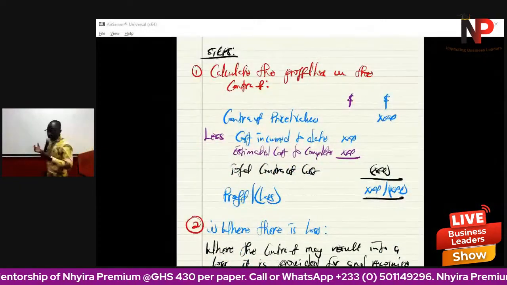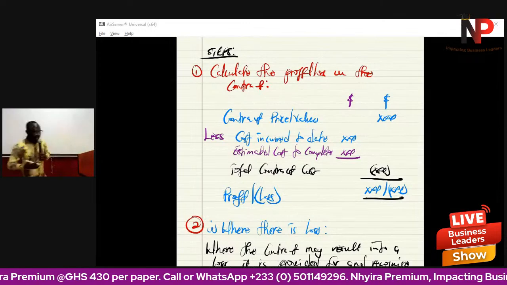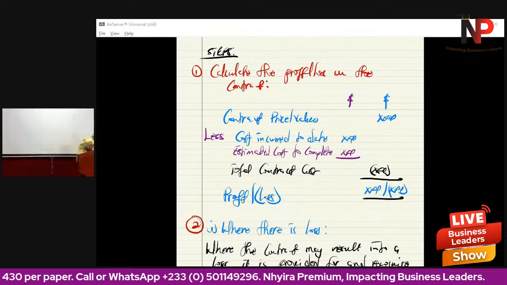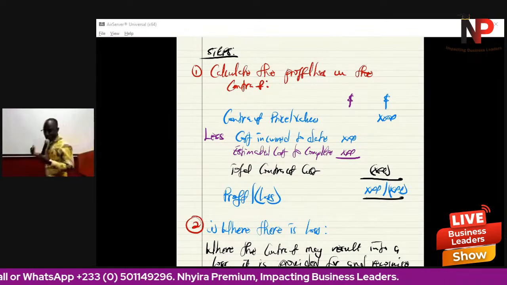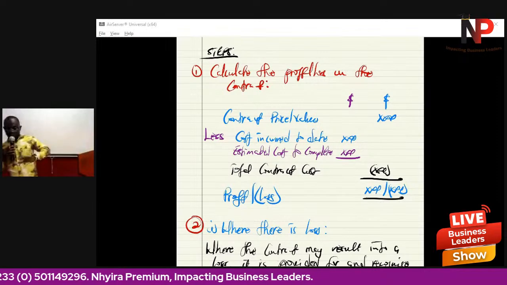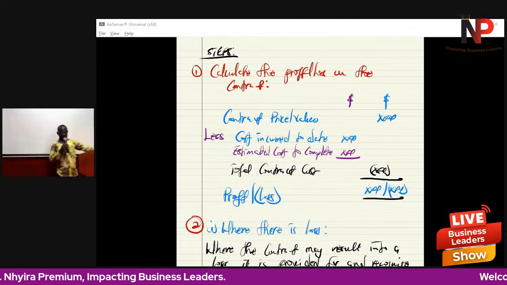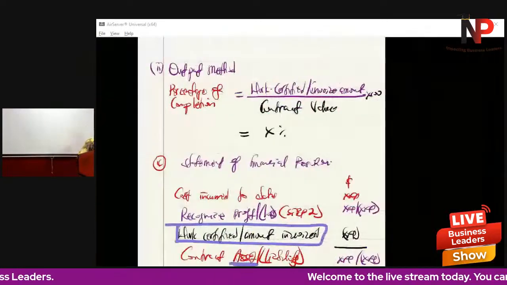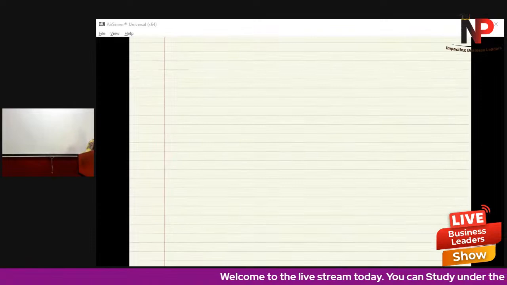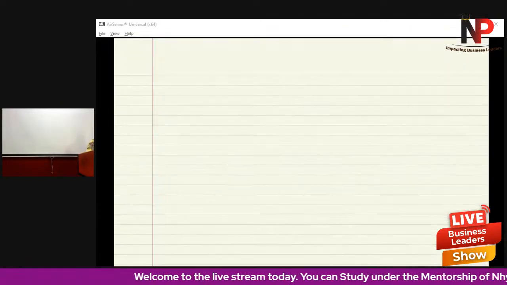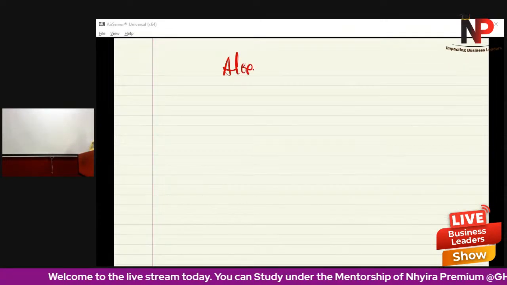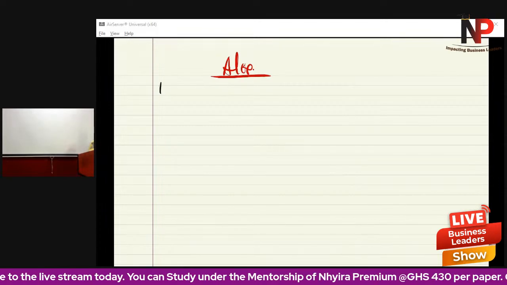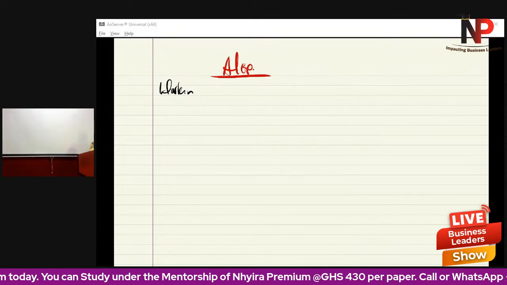So we're going to go through the steps we established earlier here. So step one, we said that we have to determine whether the contract is going to have a profit or a loss, because we have been given the contract value and also the cost incurred by the entity. So let's go. So we are looking at the workings.